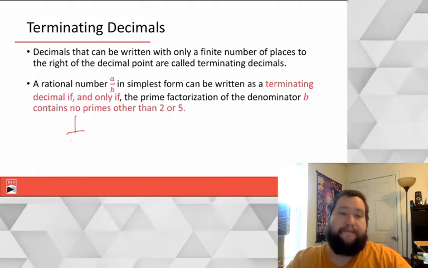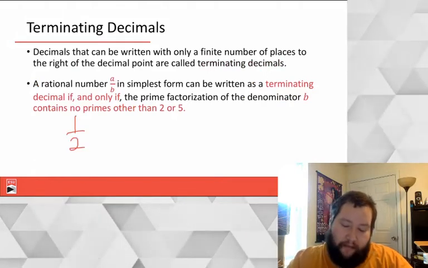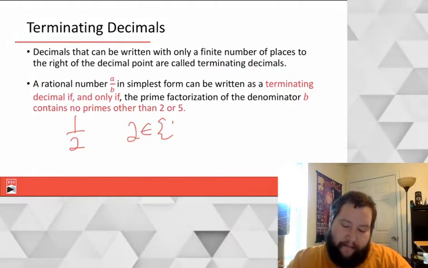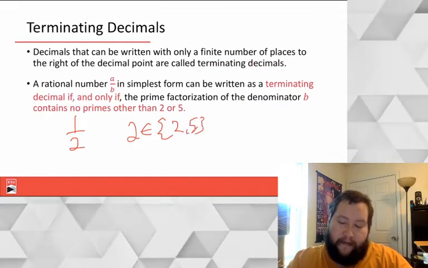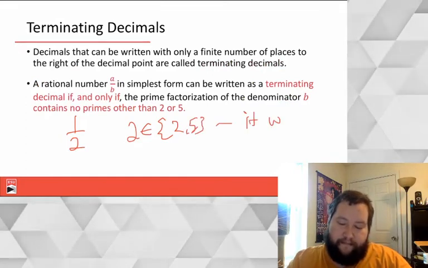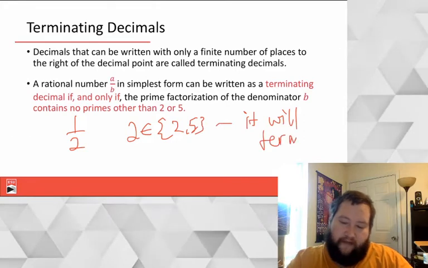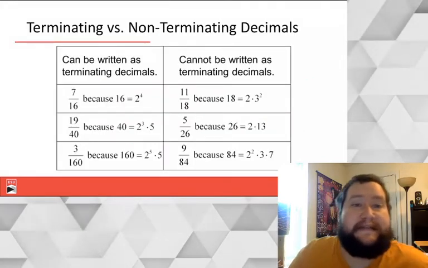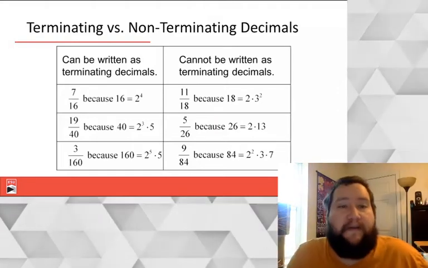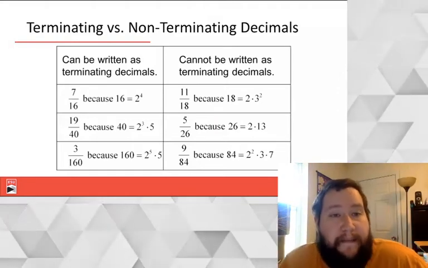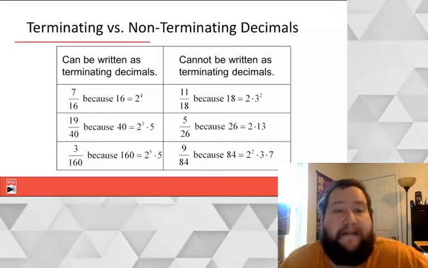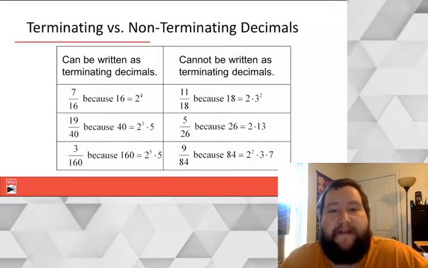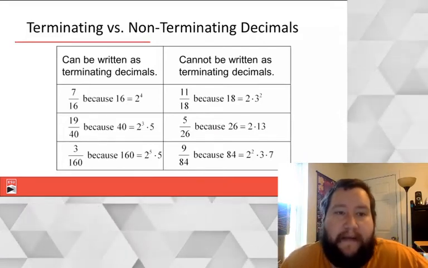We have a half. 2 is either 2 or 5. And so it will terminate. And actually, here are some more examples. 7/16. Because 16 is only powers of 2, it will terminate. 19/40. Because 40 only has 2's and 5's in it, it will terminate.